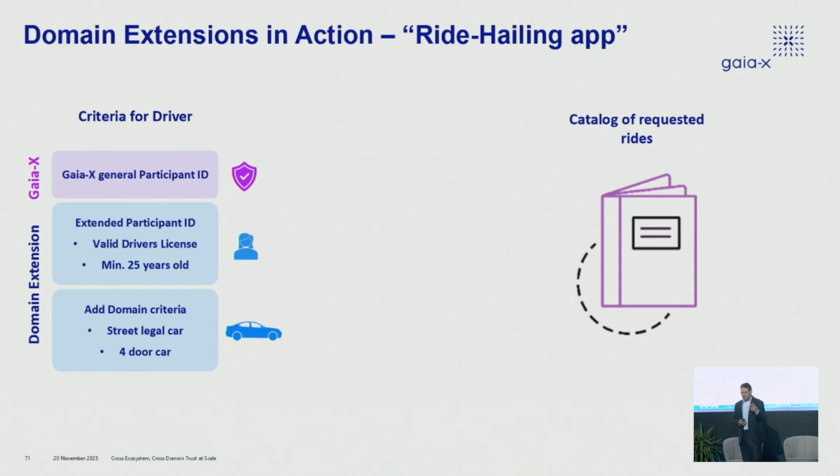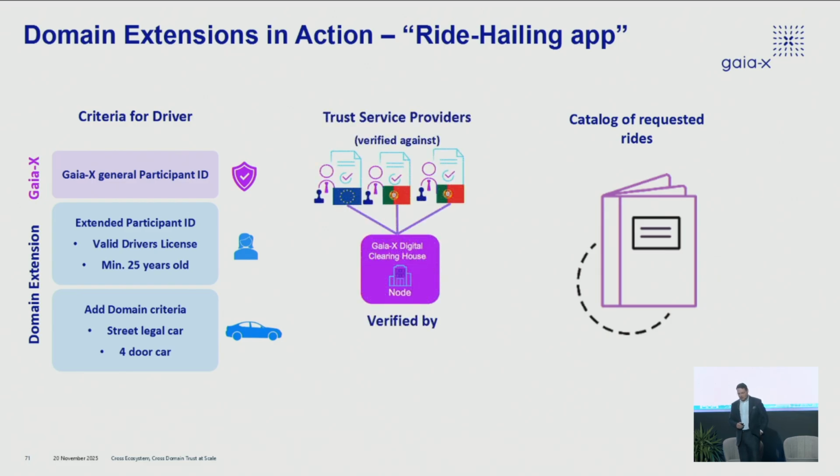Now, with that information, anyone who wants to provide such a ride could theoretically, without a central provider now, say, I present these evidences to a digital clearinghouse. And the clearinghouse will verify it against the trust service providers. So the general participant ID might be eIDAS or a VAT number, so the trust service provider would be eIDAS, the European Union. As we are in Porto, the driver's license would most likely be checked against the license office, and the same is true for the domain criteria, also a local Portuguese API from a trust service provider where I can check if a car is street legal.